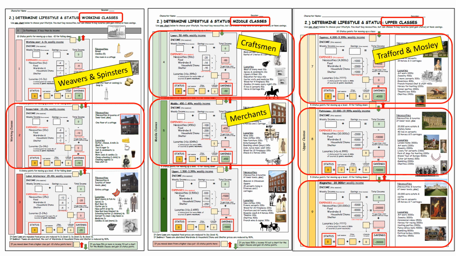Trafford and Mosley are squires at level 7. Melbourne and Keeldar are patricians at level 8. And Lord Derby is a magnate at level 9.